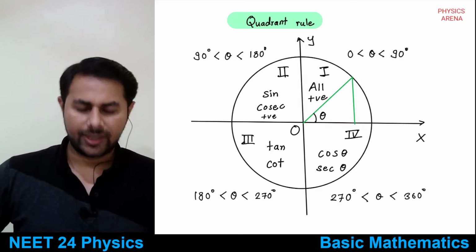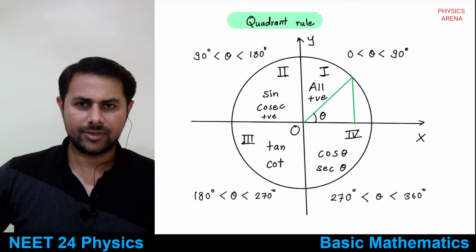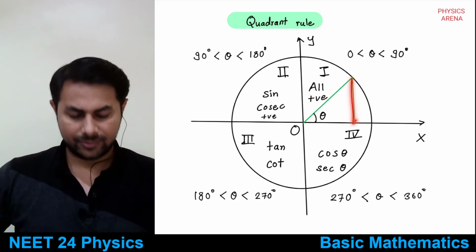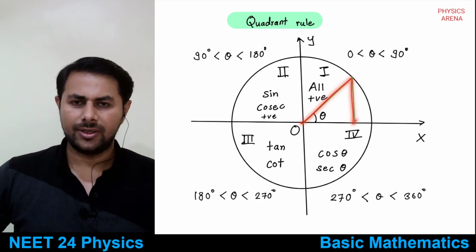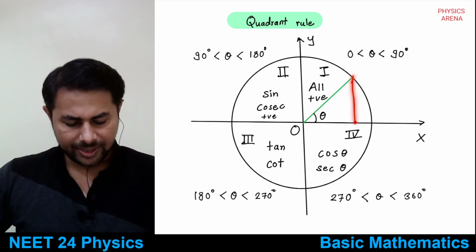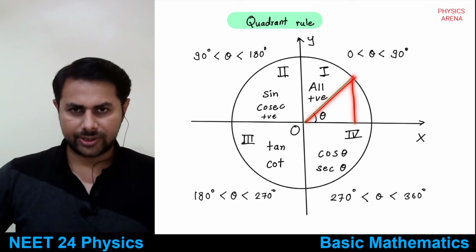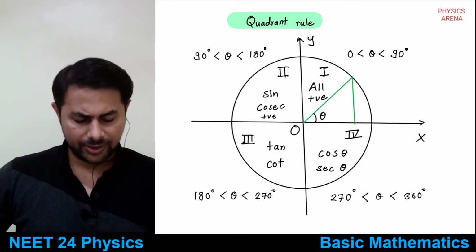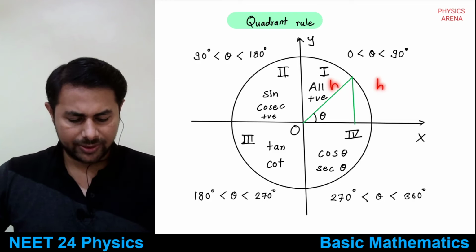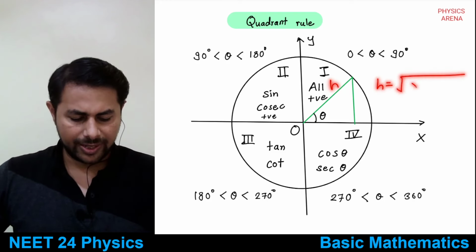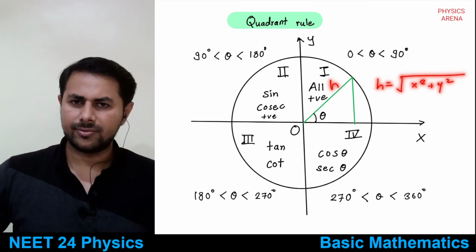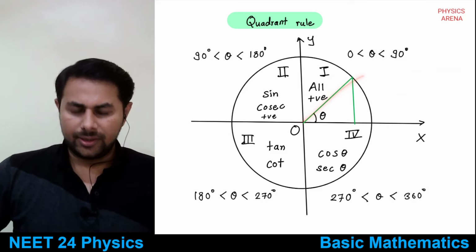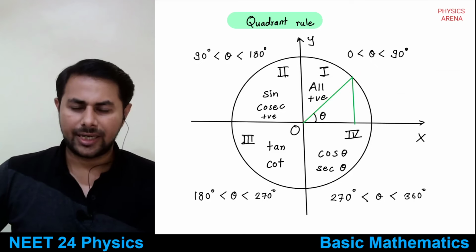So now if you take sine of theta, it is what? Opposite side divided by hypotenuse. The opposite side is positive, the hypotenuse is positive, so you will take it as positive. Because how do you find the hypotenuse? Suppose h is the hypotenuse, then it's equal to the square root of x squared plus y squared. It is always positive. So take sine. Will sine be positive or negative?